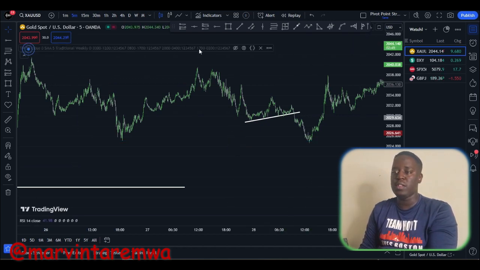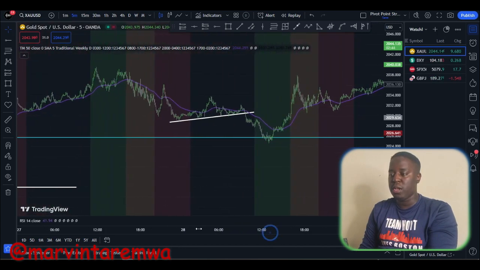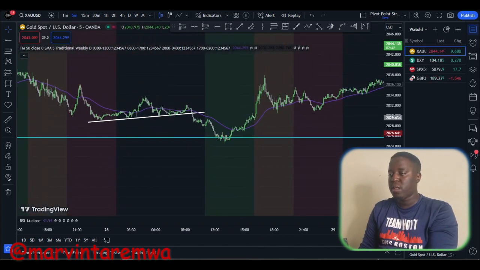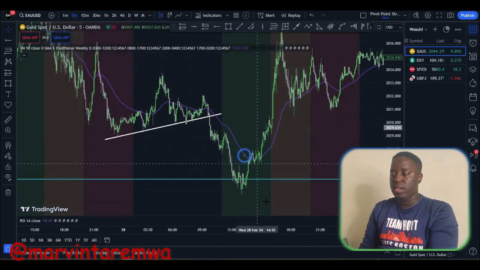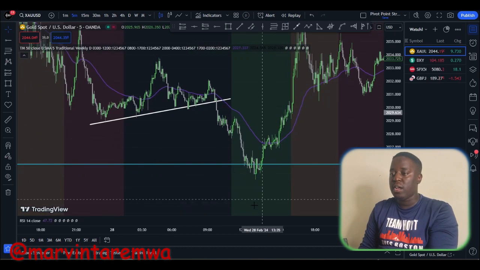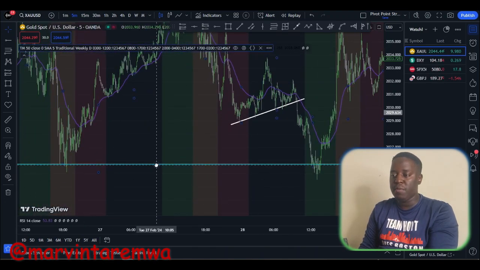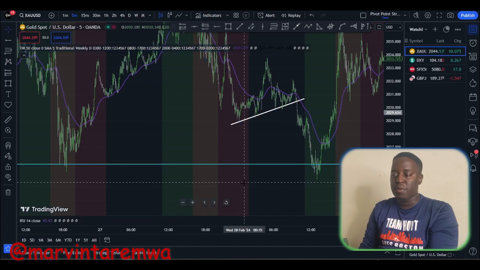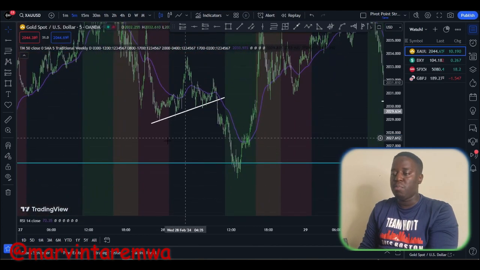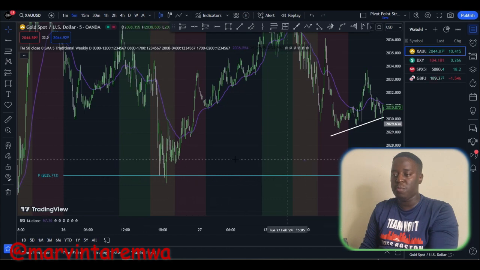If I can activate my indicators again, and we zoom in a little bit. So this is where the London session started from, around here. This is at 11 a.m. East African time. So price came and it reached this pivot point. This is the weekly pivot point, and price had bounced off the pivot point a few days before.